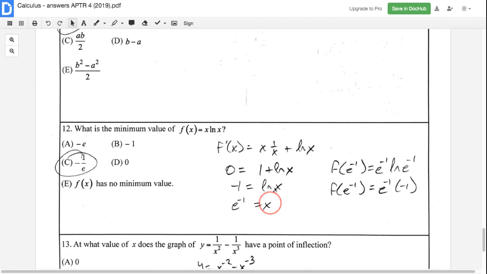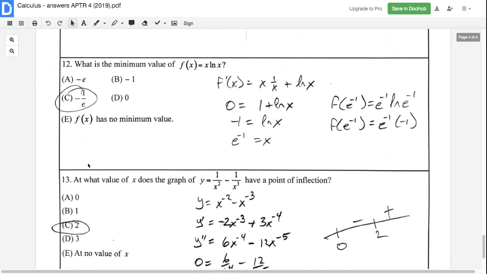I e both sides, so my x value is e to the negative 1, but we want a minimum value, which means I need the y value. So I have to plug this back into the original. When I plug it back into the original, I get e to the negative 1 times negative 1, which is the same thing as negative 1 over e.